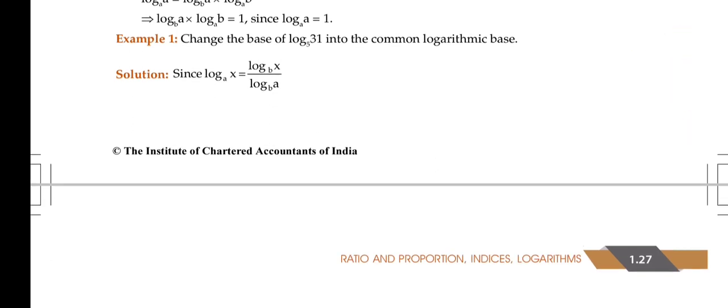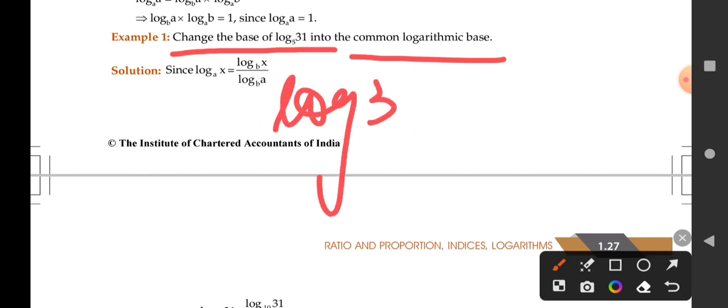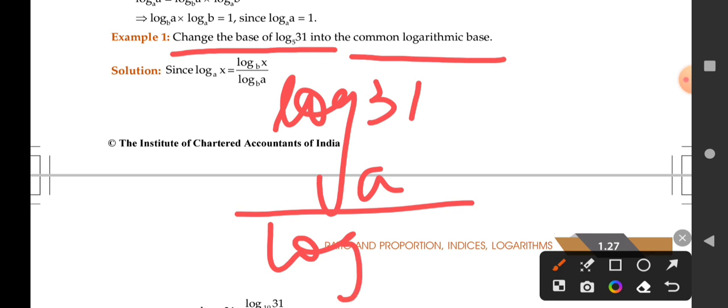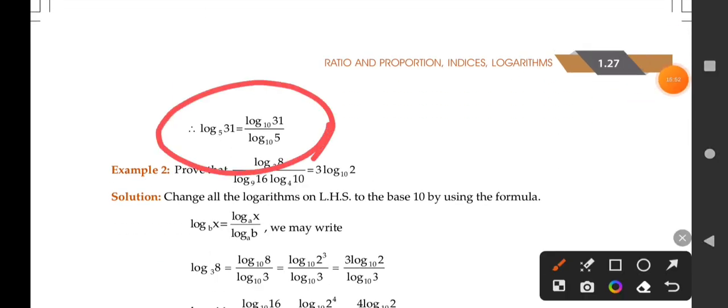Example 1: change the base of log 31 to the base 5 into the common logarithmic base. So we have log 31 to the base a divided by log 5 to the base a. Simple. If no base is given in the question, we can assume it as base 10. And always remember the shortcut calculator trick for base 10, the phone number 1 technique.